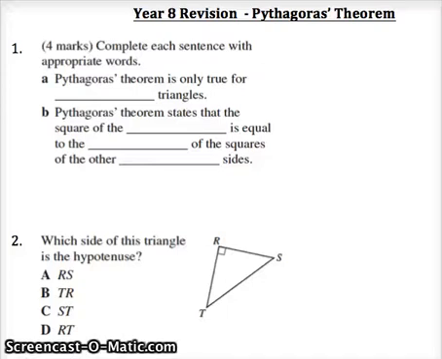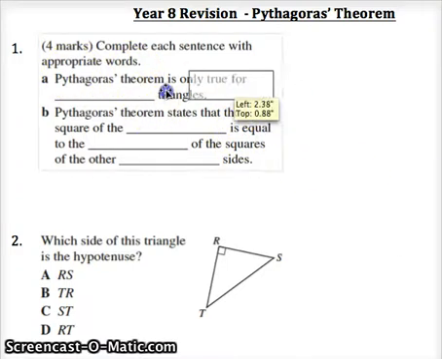This is Year 8 revision for Pythagoras' theorem. Question 1. Complete each sentence with the appropriate words. Pythagoras' theorem is only for right-angled triangles.